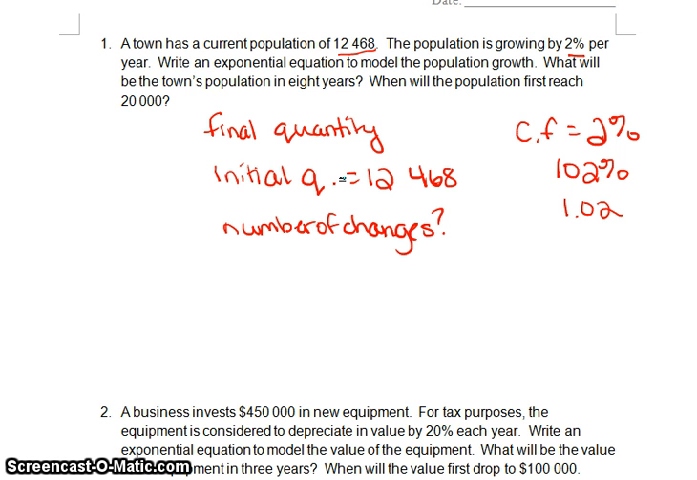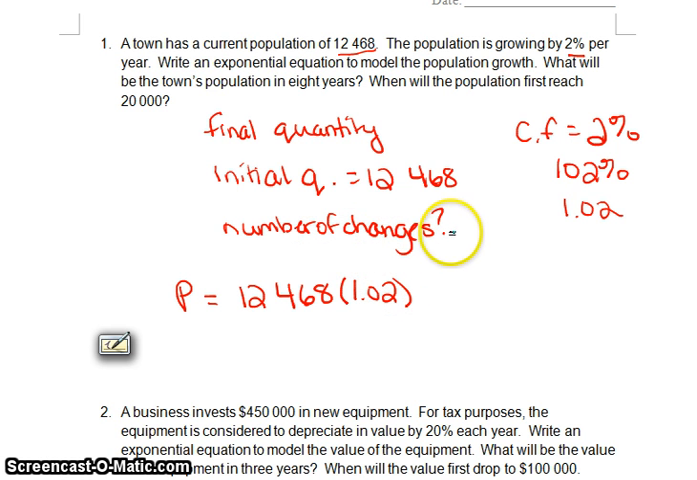So now let's put this into that equation that I gave you, that general form. Our final quantity, since we are looking at population, let's label that one P. That's equal to your initial, so that's 12,468, multiplied by your change factor, as a decimal, so it'd be 1.02. And we don't know the number of changes, so that one is in terms of time. Okay? So this is about all that we're given in the question, so this is what we have to create an equation.